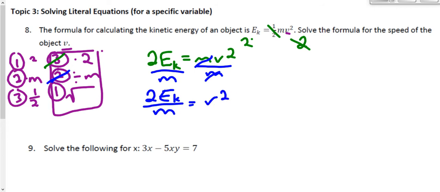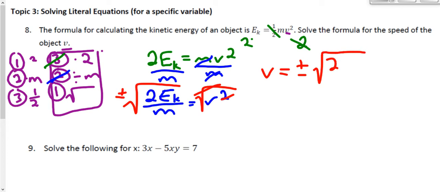And last but not least, I'm going to have to do square root to both sides. So square root here and here. That will cancel out my squared. Now because we put the square root in and it wasn't part of the original problem, I do also need to add a plus or minus in front. So I'm going to end up with v is equal to plus or minus the square root of 2 E sub k over m.